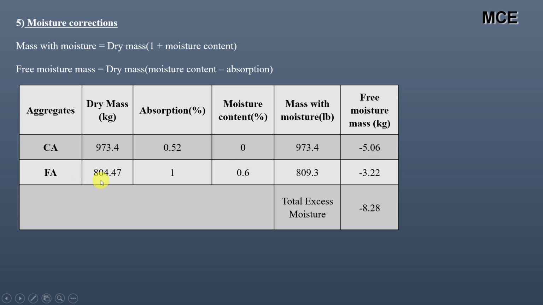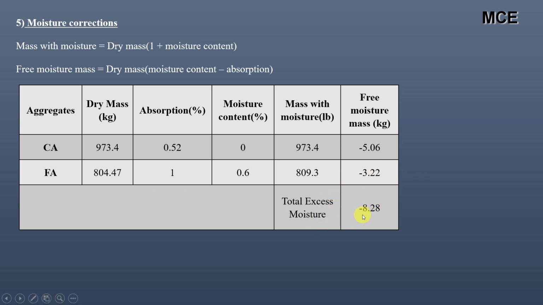Similarly, for fine aggregates, dry mass is 804.47, absorption is 1%, and moisture content is 0.6%. So mass with moisture will be 804.47 multiplied by 1 plus moisture content, so 1 plus 0.6 divided by 100, which is 809.3 kg. Okay, this is kg, not lb, sorry. And free moisture mass will be dry mass, that is 804.47, multiplied by moisture content, which is 0.6 divided by 100, minus absorption, which is 1 divided by 100, so it will be minus 3.22 kg. Again, fine aggregates are also taking water from our concrete mix. We have to add this much extra water for the fine aggregates.